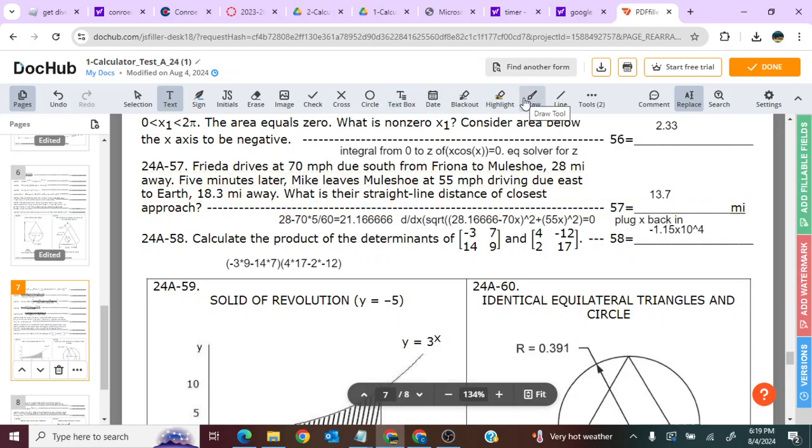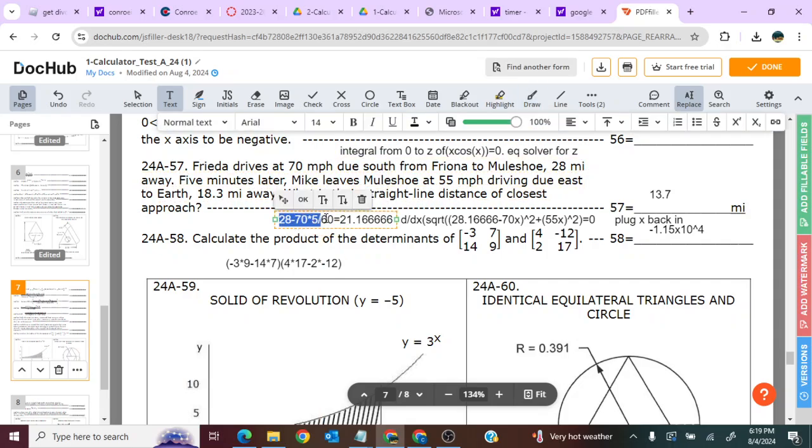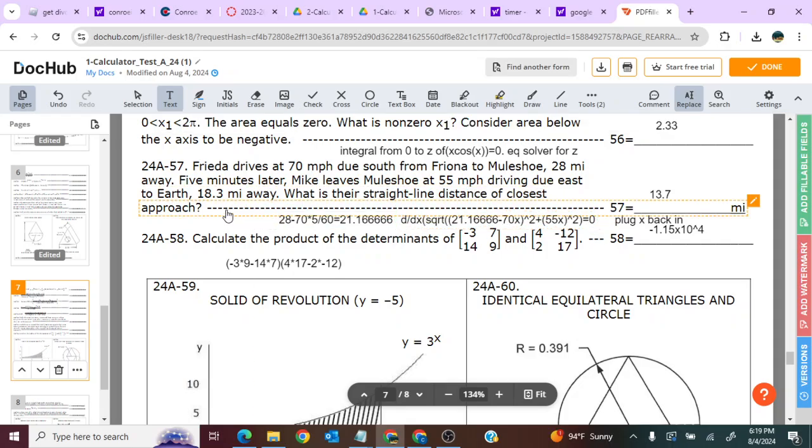Okay, so easiest way to explain that is, first we need to figure out how far away Frida is from Muleshul before Mike starts leaving. So 28 miles minus their speed times their time, and that is your new distance. Oops, I forgot to modify that here. So yeah, the closest straight line approach is going to be when the derivative of the approach is equal to 0, because the approach is going to look like this. So you want this minimum point right here.